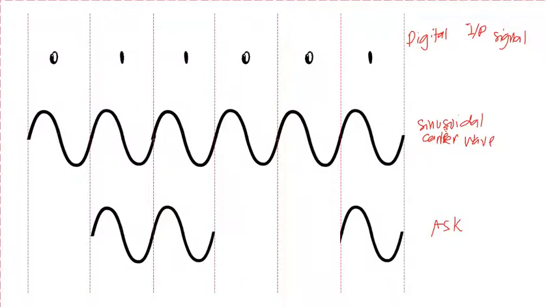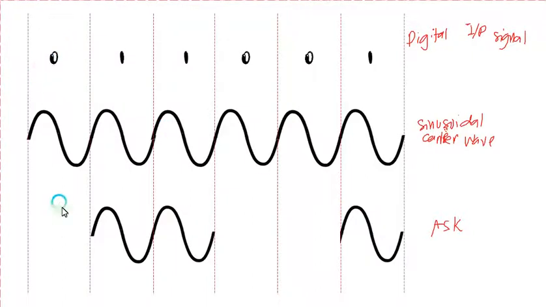So now it's time to understand how this amplitude shift keying takes place. In amplitude shift keying, we change the amplitude of the sinusoidal carrier wave according to the digital input signal, which is acting as the modulating signal or message signal. So the basic concept is we do not transmit the carrier wave when the digital input signal is zero.